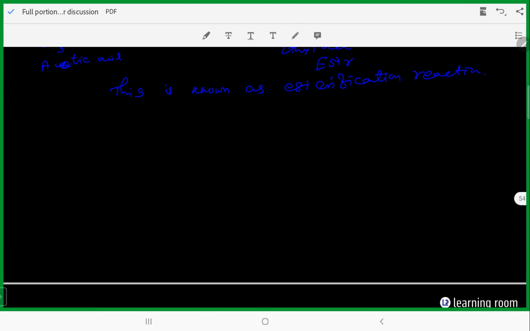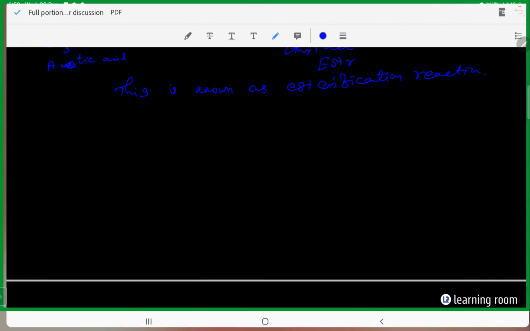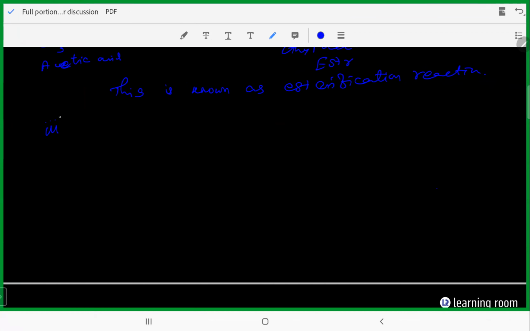And the third one. What is the reverse of esterification? Saponification reaction. Very good. So the reverse of esterification is saponification.